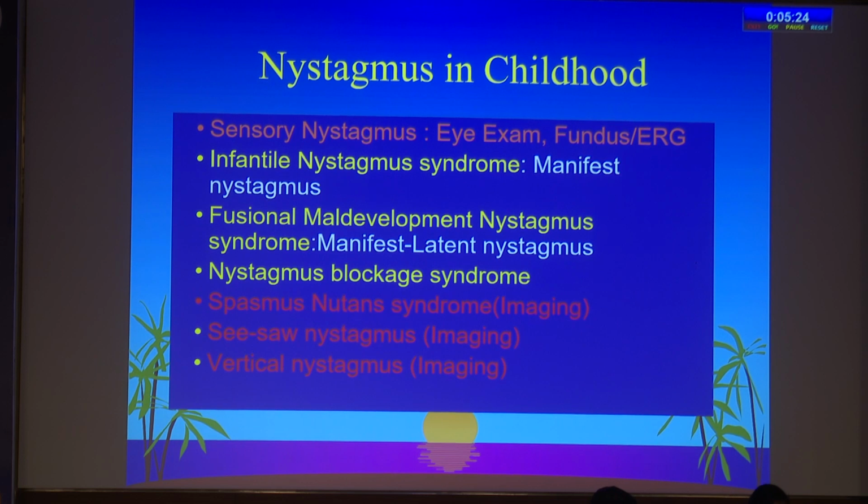these three categories. The sensory nystagmus, in which we need to do an eye examination, fundus, ERG, and VER. The second group is the infantile nystagmus, fusional maldevelopment nystagmus, and nystagmus blockage syndrome. Here you need to do an extensive eye workup. The third group is spasmus nutans, seesaw nystagmus, and vertical nystagmus. In all these three, imaging is mandatory.